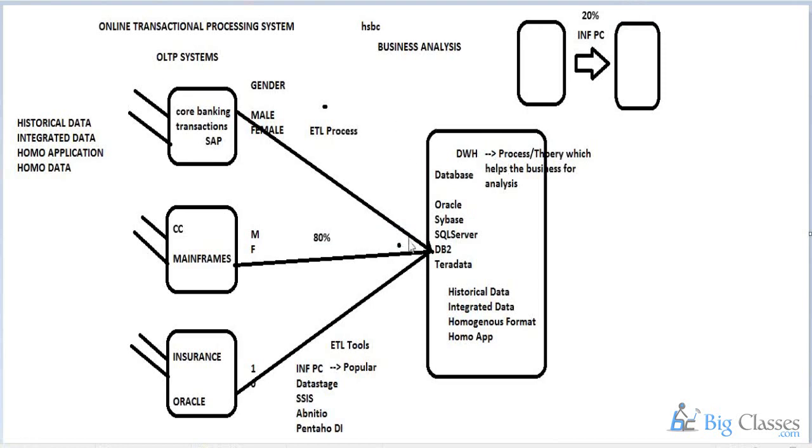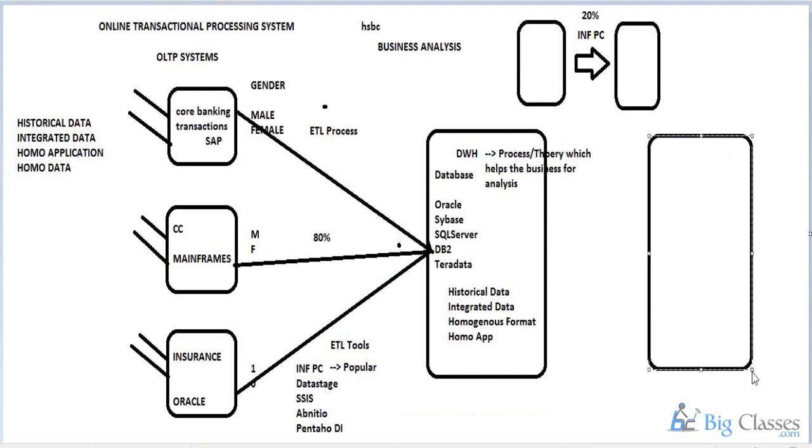So that's the reason that for the first three classes we'll understand the different concepts of data warehouse. Once we load the data into the data warehouse, there is another area called the BI layer, the business intelligence layer.